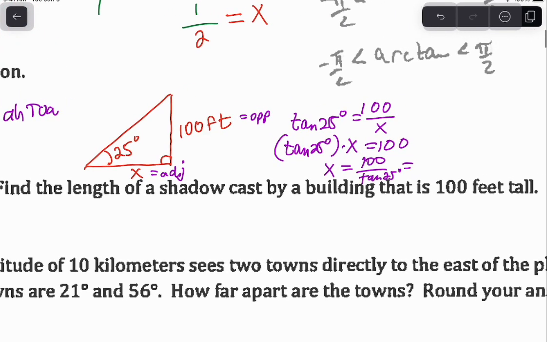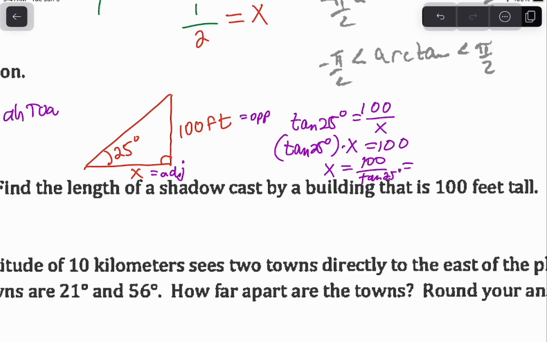Now please make sure that your calculator is in degree mode, or you're not going to get the right answer. Non-CCP kids, if you use Desmos, I think it defaults to radian measure. So be careful, hit the little gear button, get yourself in degree mode.